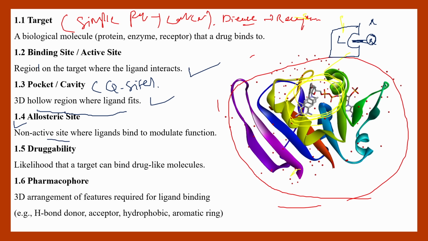Then we have another term, the allosteric site. It is a non-active site where a ligand binds to modulate the function. Basically, the allosteric site is where the ligand molecule binds and shows activity. We have two types of activity: one is agonistic activity, another is antagonist activity.